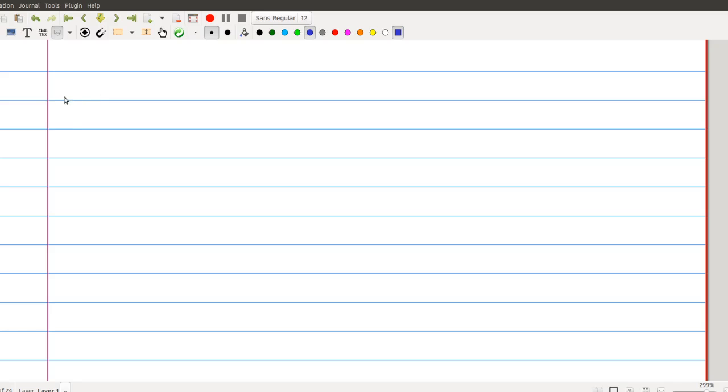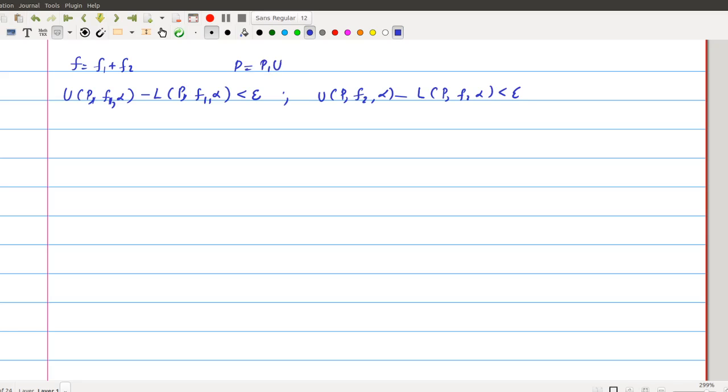Okay, to combine the integral values, we apply the same argument as before. If we take a common refinement, we get U(P, f, alpha), here f is f1 plus f2. U(P, f1, alpha) minus L(P, f1, alpha) is less than epsilon. And also U(P, f2, alpha) minus L(P, f2, alpha) is less than epsilon. These two conditions give the common refinement, where P is the refinement, the union of P1 and P2. That is the common refinement of P1 and P2.